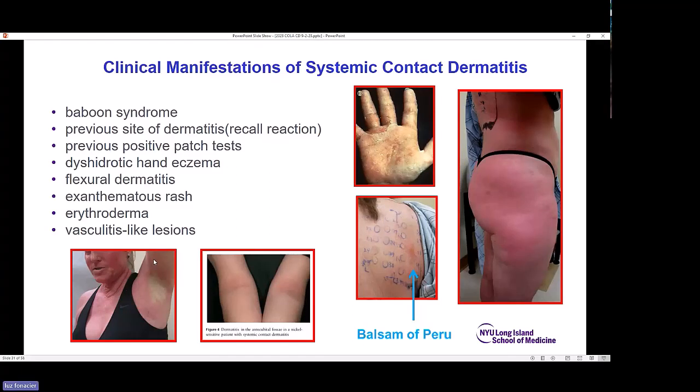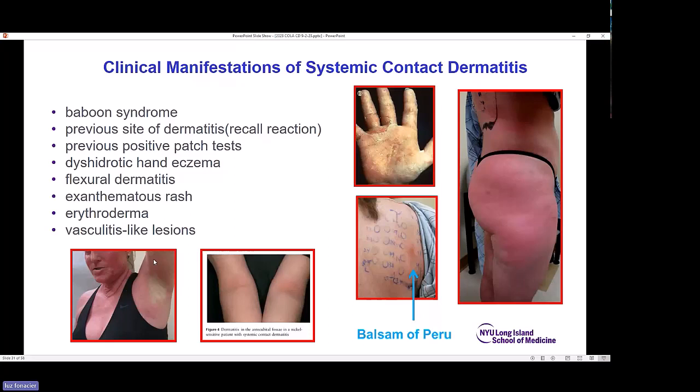a recall reaction where you have a previously positive patch test that becomes positive again, or a previous dyshidrotic eczema, as you can see here in the hand. You can have a reactivation of your flexural dermatitis, or you can have generalized erythema or erythroderma that you can see here on the left side.